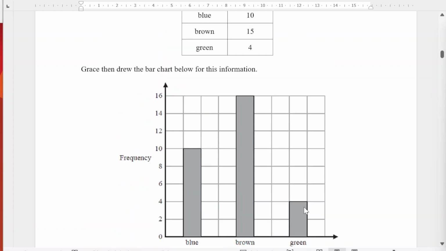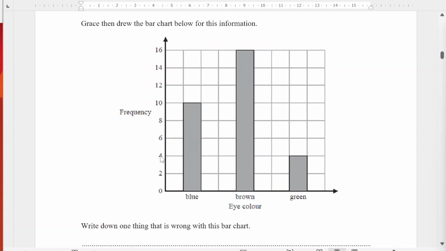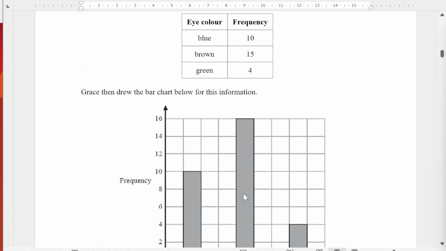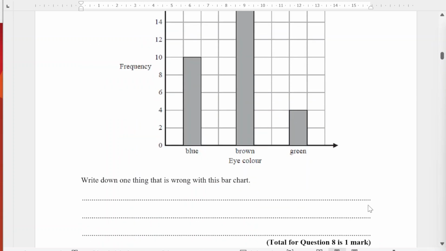Just looking for any other obvious ones. Green should be 4, I agree with that. We've got a gap between the bars. All the bars are even size. Let's check the scales. 2, 4, 6, 8, 10, 12, 14, 16. That's the only mistake I can see. Total for brown is wrong.